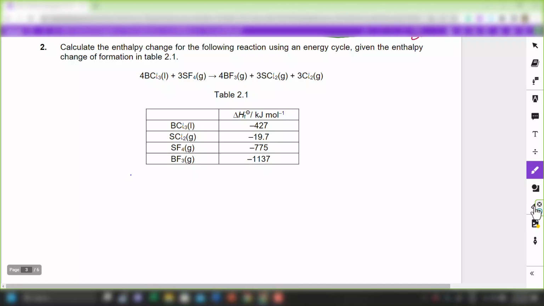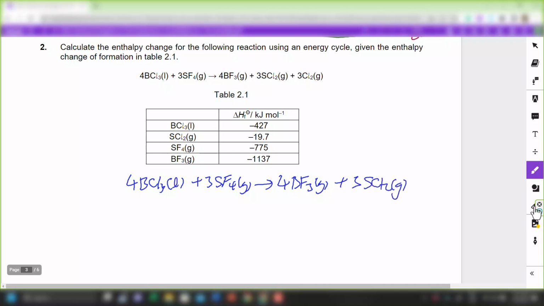So I'm going to rewrite the equation for BCl3 liquid plus 3SF4 gas. Okay, and then I'm going to end up with 4BF3 gas plus 3SCl2 gas plus 3Cl2 gas.